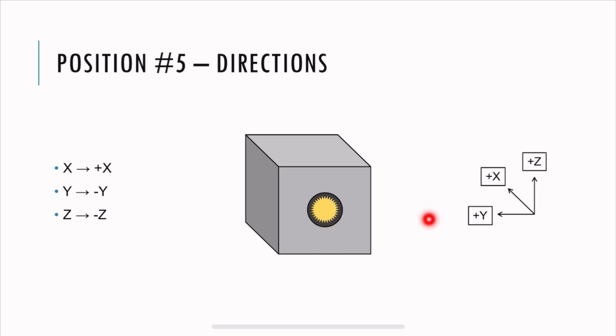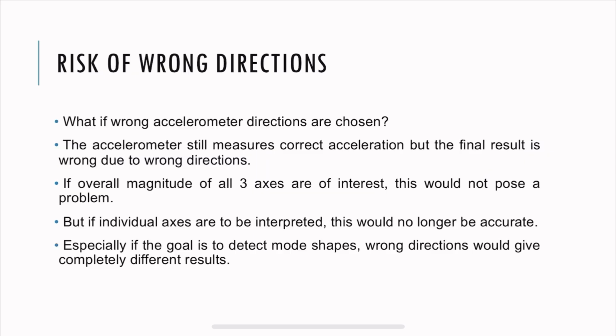So I can say that Z is on the bottom side. Z is along the z-axis, but it's on the bottom side, so it's measuring negative Z. Y is on this hidden edge, so Y is still along the y-axis, but it's measuring to the right, so it's negative Y. And X is on the other side of this pin, so it's still aligned in the same x-axis, and it's pointing toward the positive X, so it's positive X. So those are the directions for the 5 different orientations.